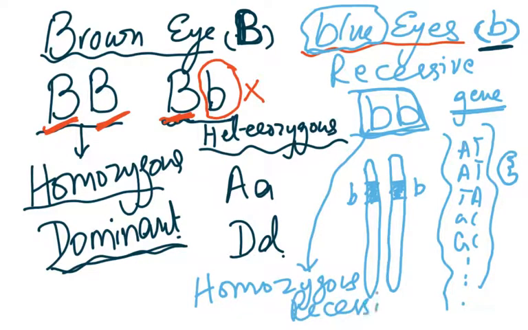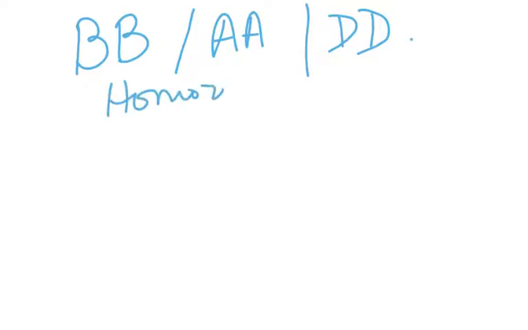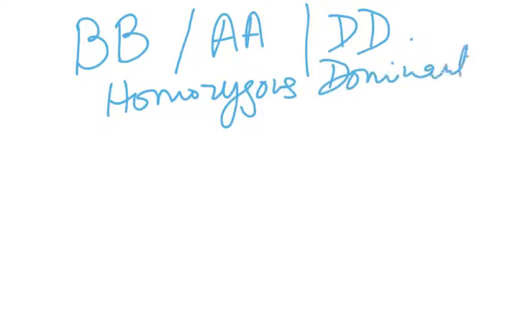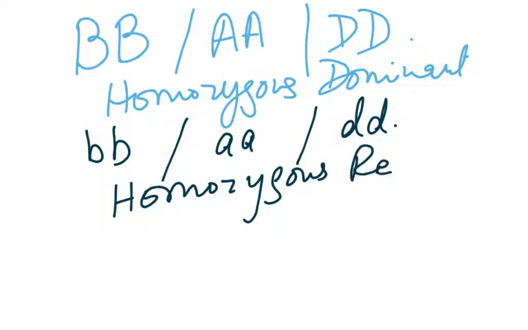Homozygous recessive means they are both small letters. If I say big B, or big A, or big D, any trait, these are all homozygous dominant. Both are capital letters. But if I say small b, small a, small d, these are all homozygous recessive.